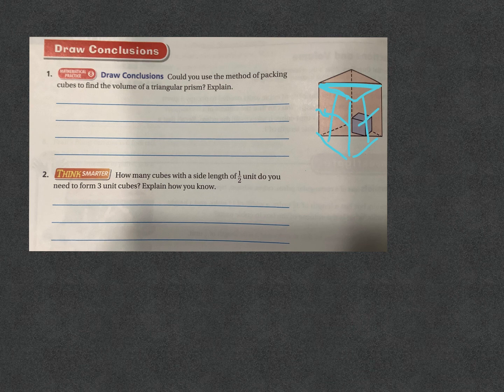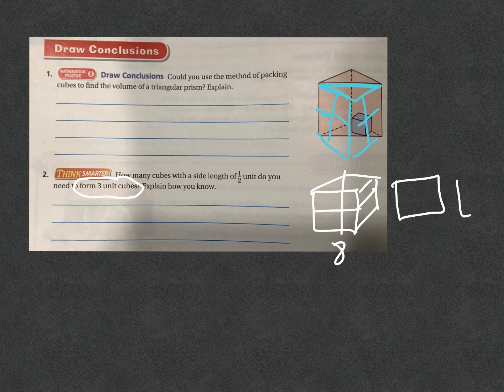And then going back to our cube from the previous page, where we learned it would take 8 half-unit cubes to fill 1 cube. If it took 8 to fill the 1 cube, 8 of the half-unit cubes, then how many would it take to form 3-unit cubes? So 3 of those, right? And it would be 8 times 3, or 24 unit cubes with a half-unit length.